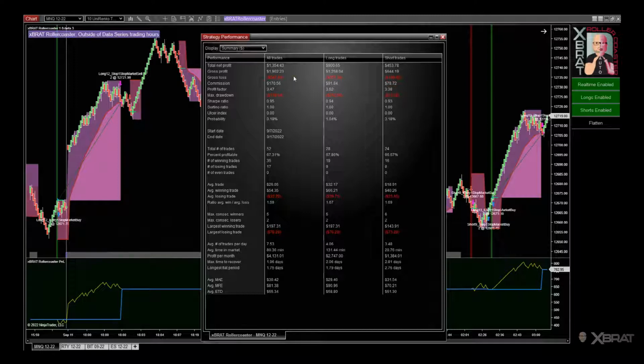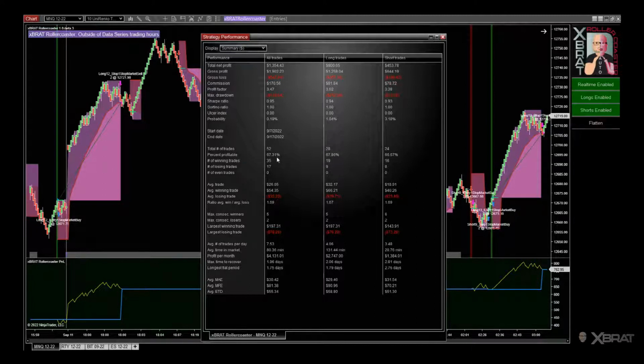$1,354 profit in 10 days. Max drawdown during that time was $139, so that's below that max loss that we've set there, which is pretty good. Some of the biggest things for me are the average winning trade $54, average losing trade $32. So with a win percentage of only 67%, you're always going to be on top.